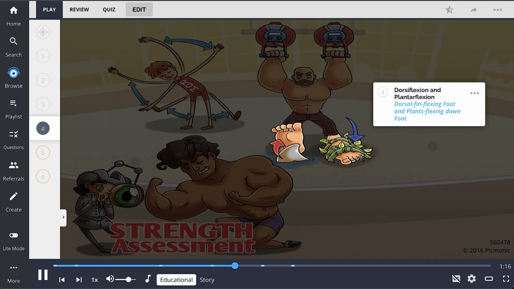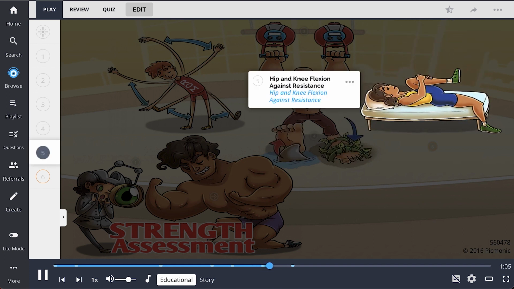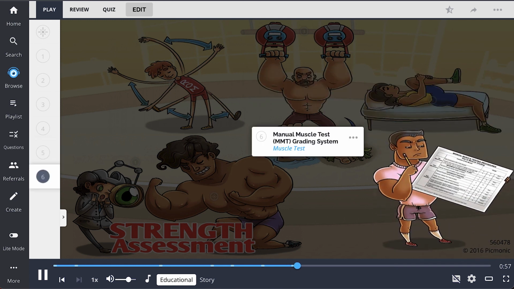Then move on to assess dorsiflexion and plantar flexion, represented as the dorsal fin flexing foot and plants flexing foot down. Following that, an assessment will be done of the hip and knee flexion against resistance, shown literally as the hip and knee flexion against resistance. With these tests, the manual muscle test MMT grading system is used, represented by the muscle test.